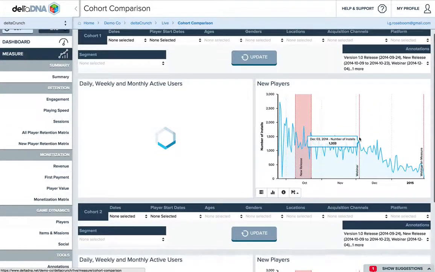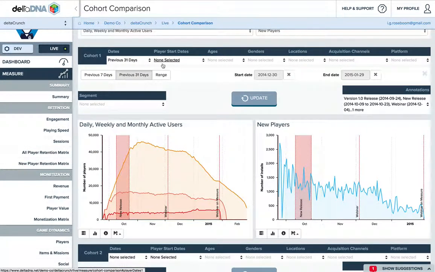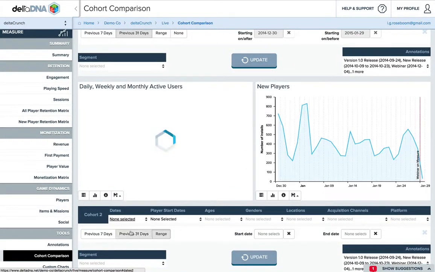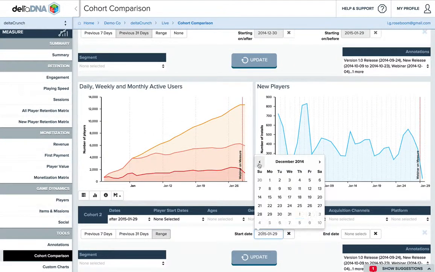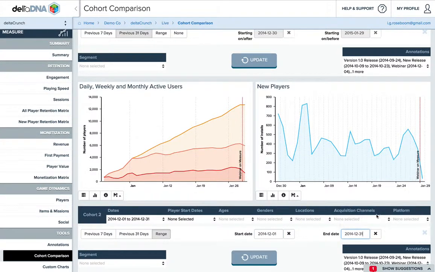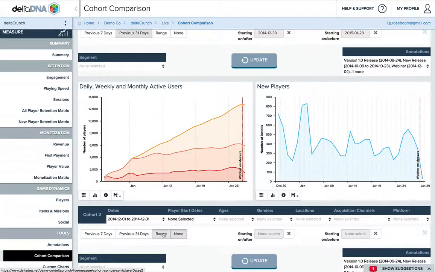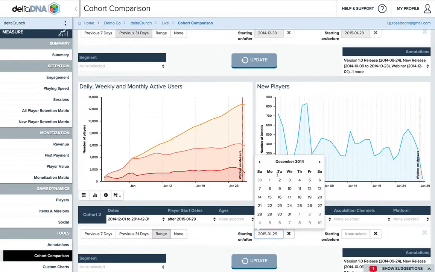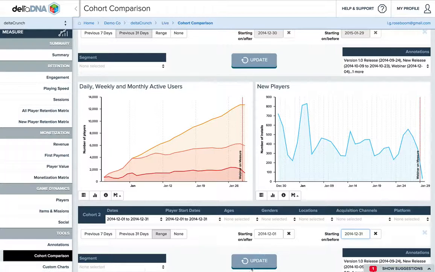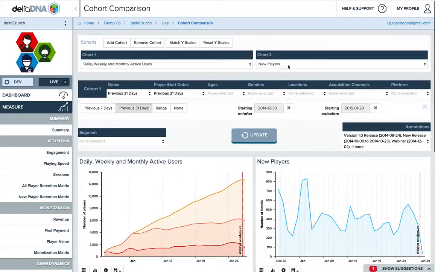So what the cohort comparison lets you do is basically have two sets of filters. So I can say, maybe show me everyone from the last month. And then maybe I'll set this one up to be everyone from, say, December. Okay, and now I can choose any two charts I like. So maybe I'm interested in active users and new players.